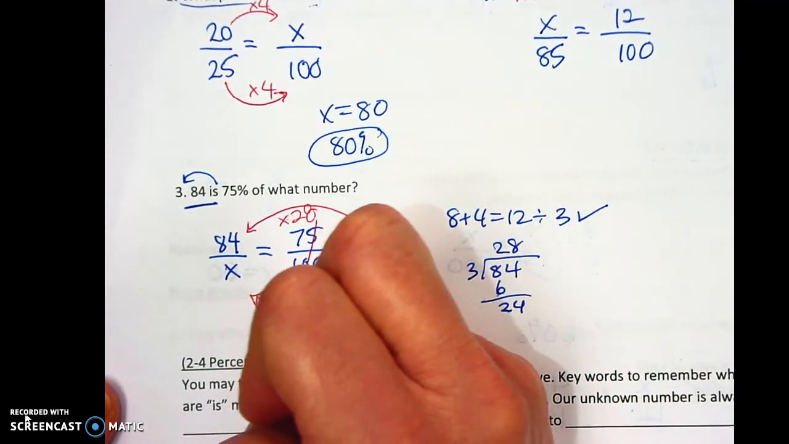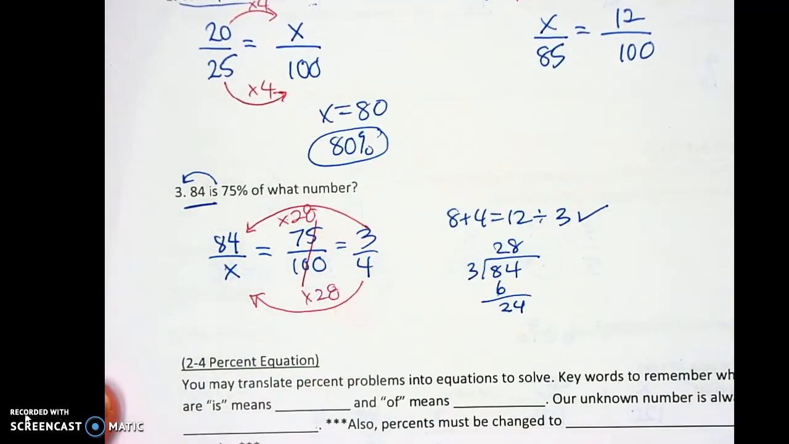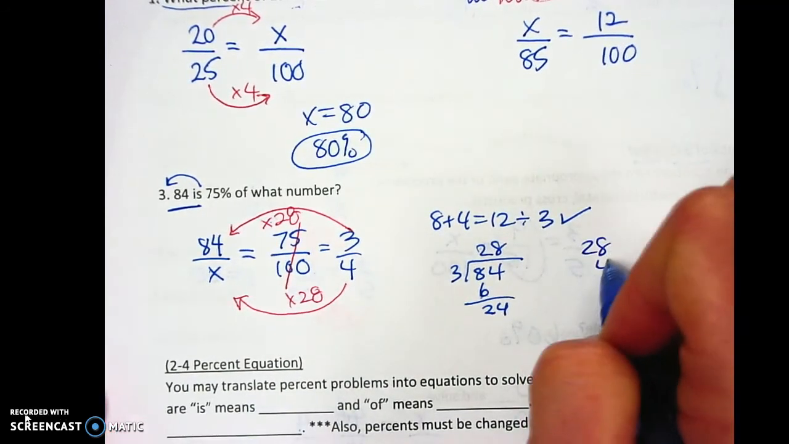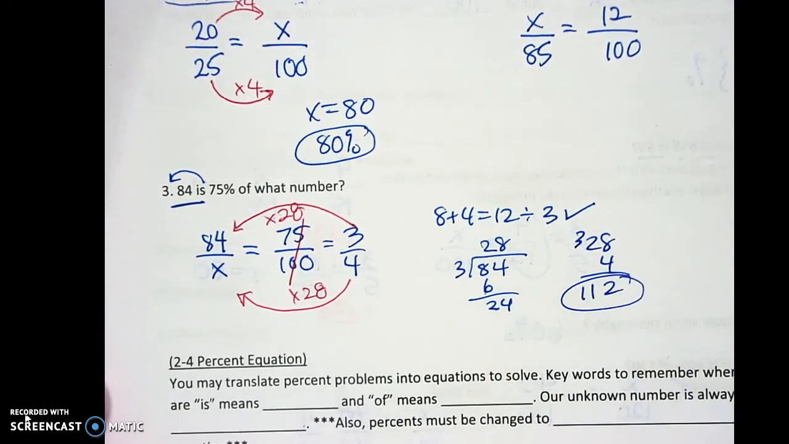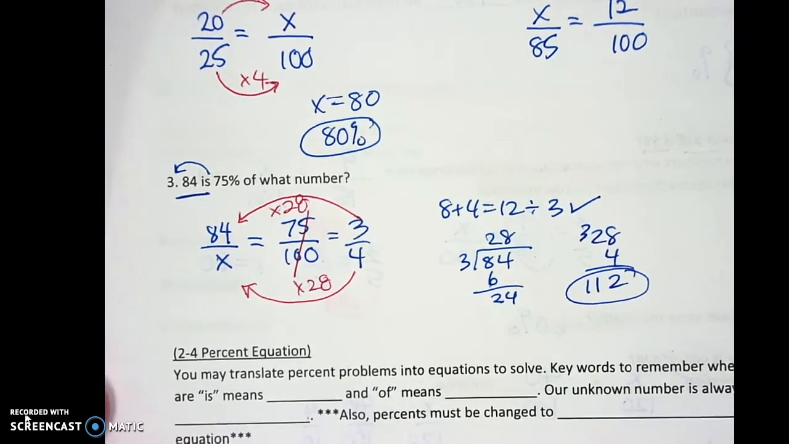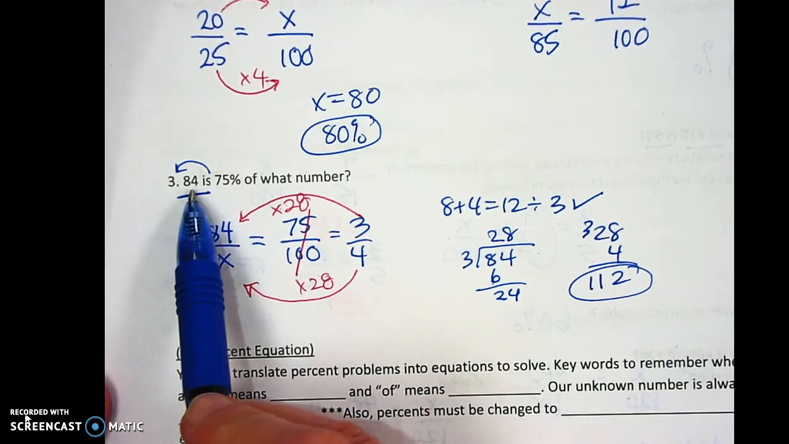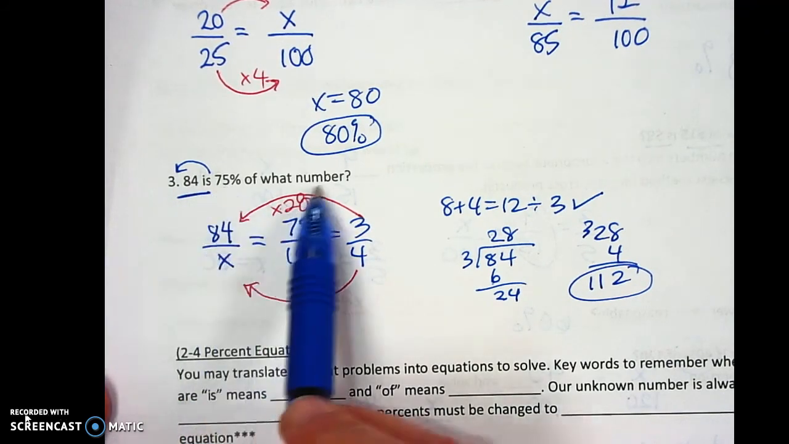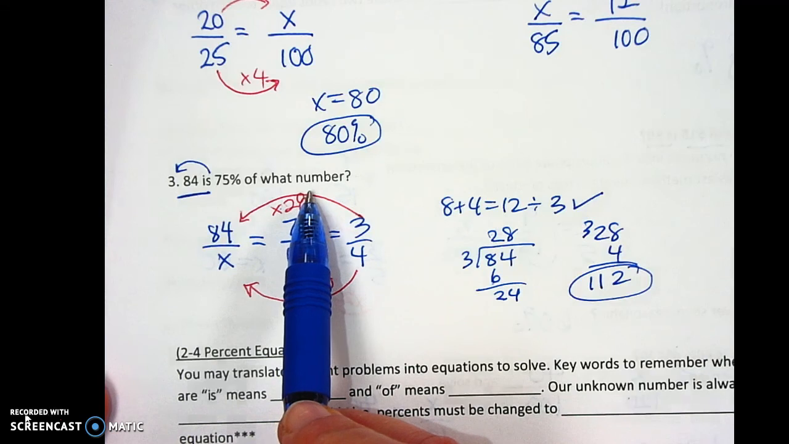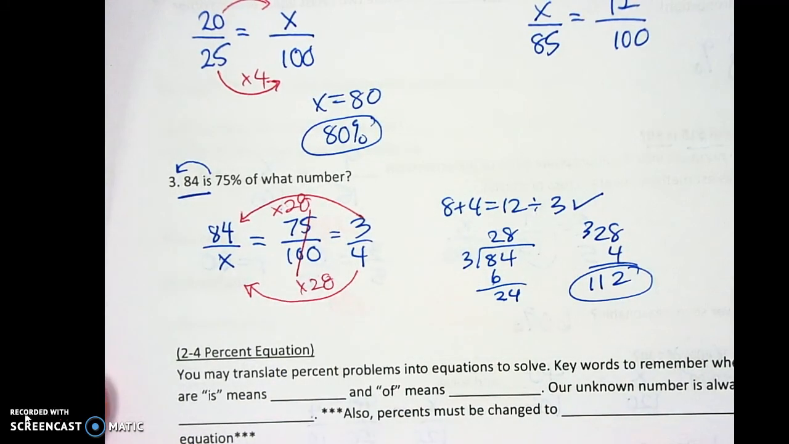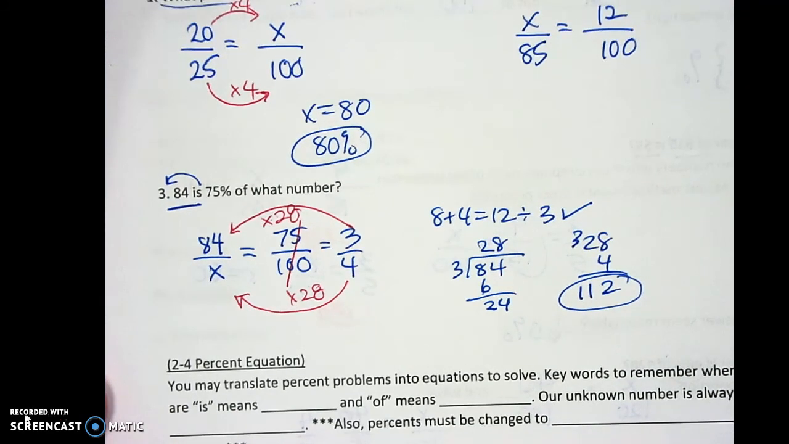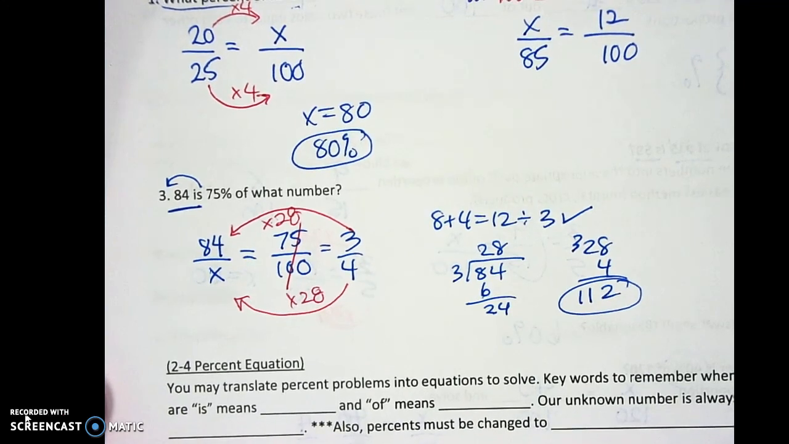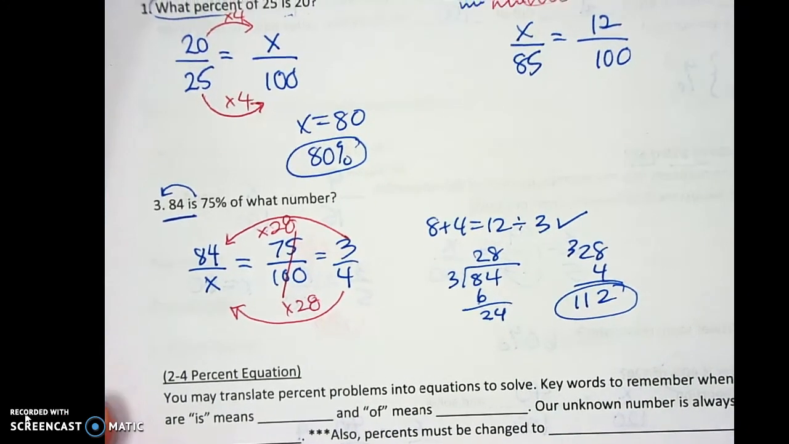So do the same for the denominator to get my answer. I got 112. Does that seem reasonable? 84 is 75% of 112. Sure, 3/4 of it, it sounds reasonable. If my answer was, let's say, 11.2, then that would be a big clue that, wait a minute, I did something wrong. That's not reasonable. Okay, that is it for now.